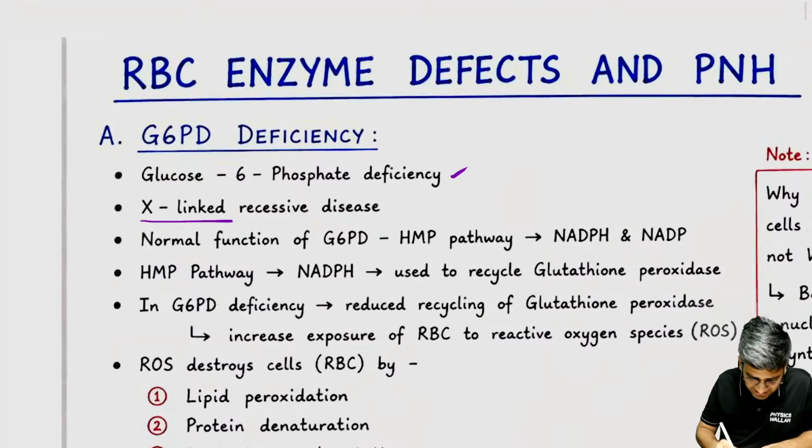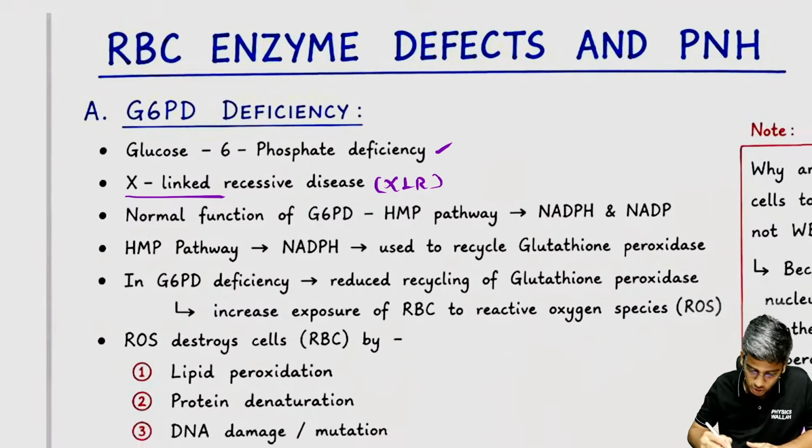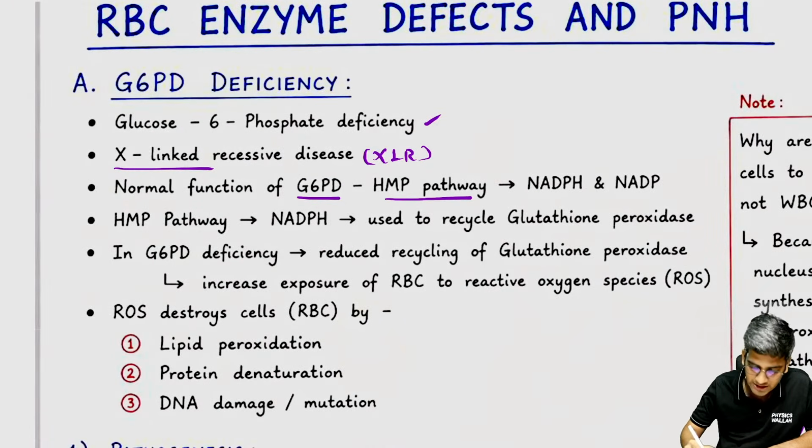Like you guys exactly said, it's an X-linked recessive inheritance. Who's more commonly affected? Men or women? In any X-linked recessive disorder, you'll have men being the affected person, women being carriers, right? Normal function of G6PD, normal HMP pathway, NADP, NADPH is completely normal.